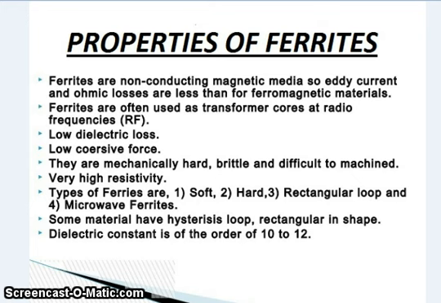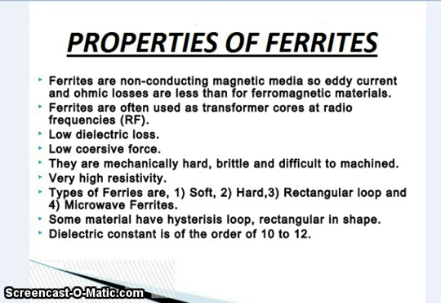Ferrites are used as transformer cores at radio frequencies. They have very low dielectric loss. They have very low coercive force. Coercivity is very less. They are mechanically hard, brittle, and difficult to machine. They have very high resistivity. So various types of ferrites are soft ferrites, hard ferrites, rectangular loop, and microwave ferrites.